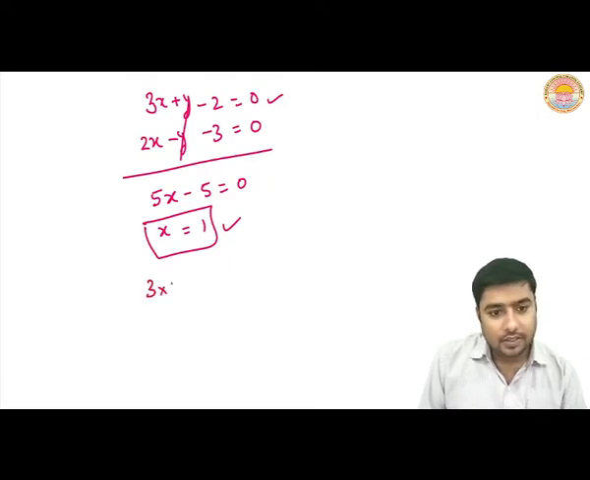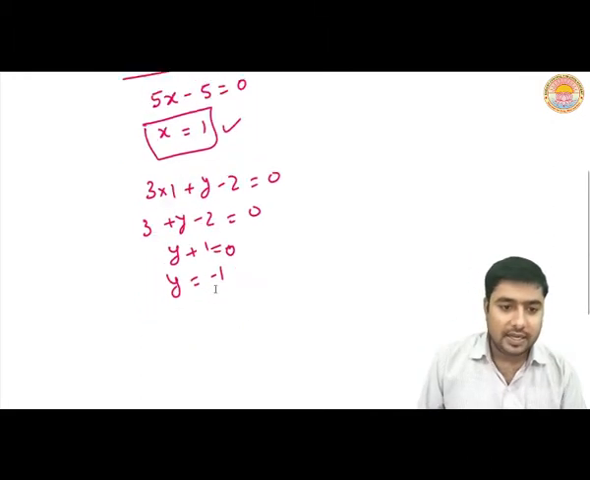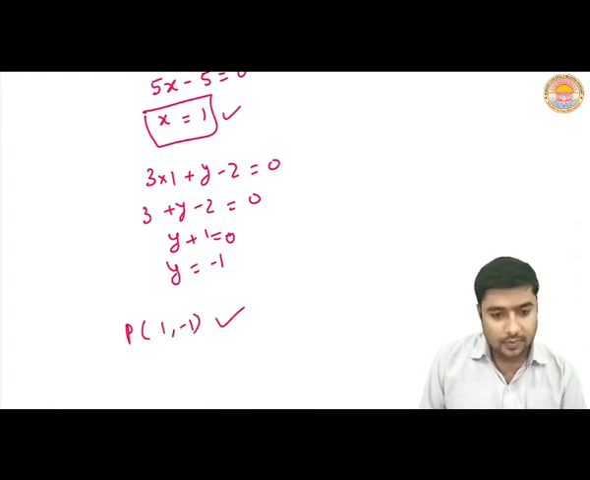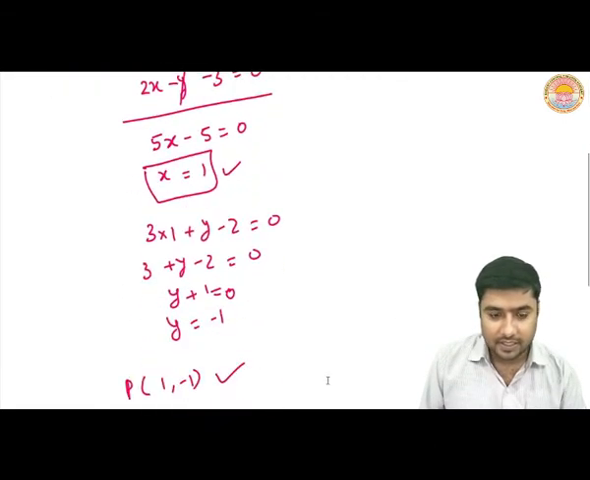3 into 1 plus y minus 2 equals 0, then 3 plus y minus 2 equals 0, then y plus 1 equals 0. It implies that y equals minus 1. It means that the point P is (1, minus 1). This point satisfies the third equation. Third equation means px plus 2y minus 3 equals 0.